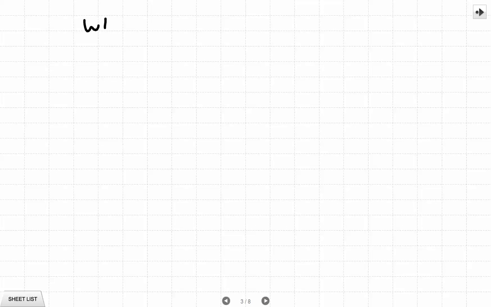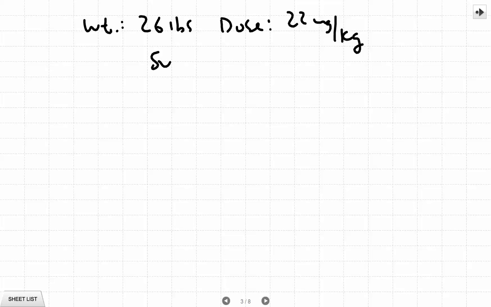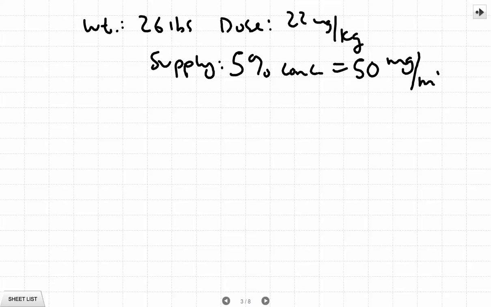So the weight of the patient, again, was 26 pounds. The dose was 22 milligrams per kilogram. And the supply was a 5% concentration, which we said is 50 milligrams in every 1 milliliter. So this is how it's going to go.